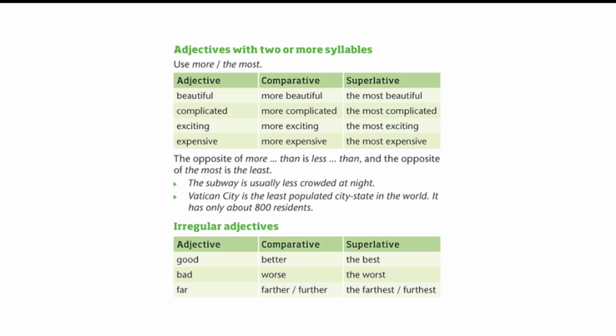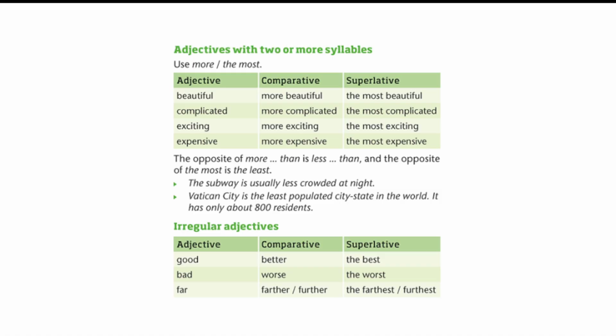Now, for adjectives with two or more syllables, we say more, or the most for superlative, at the beginning. For the adjective beautiful, for example, it has three syllables, so for comparative we say the word more before the adjective in its basic form. More beautiful. And for superlative, we say the structure the most beautiful. The opposite of more than is less than. So they are the opposites, more and less. Okay, more for positive and less for negative. And the opposite of the most is the least.